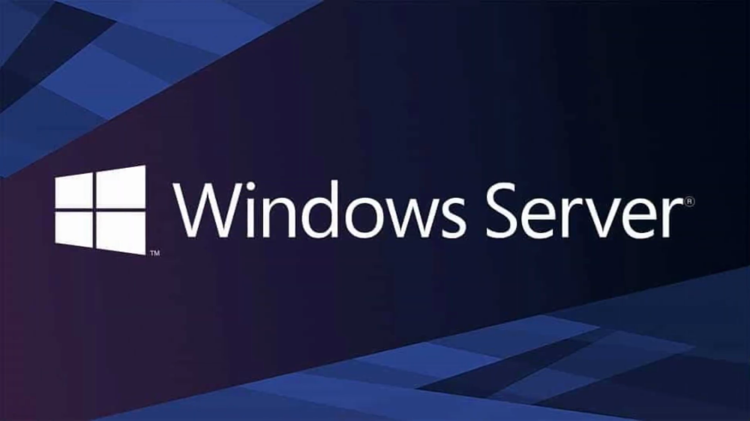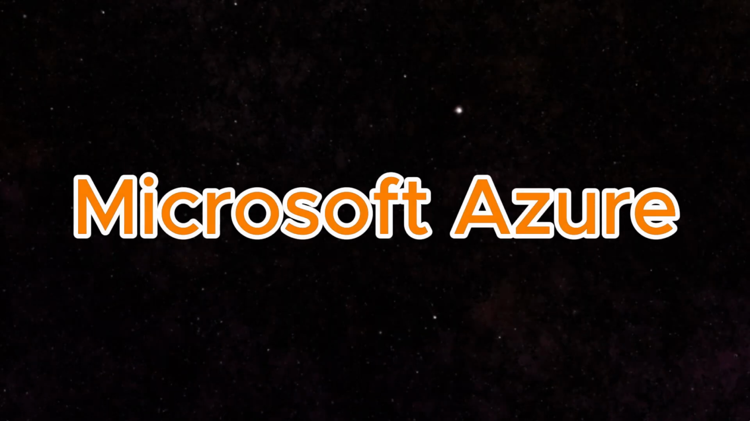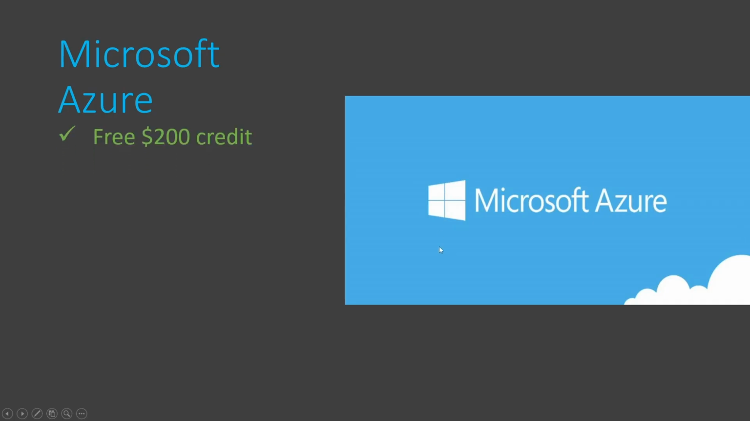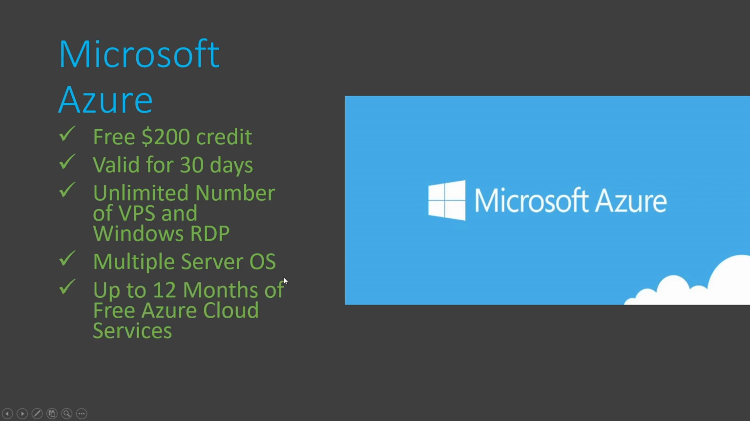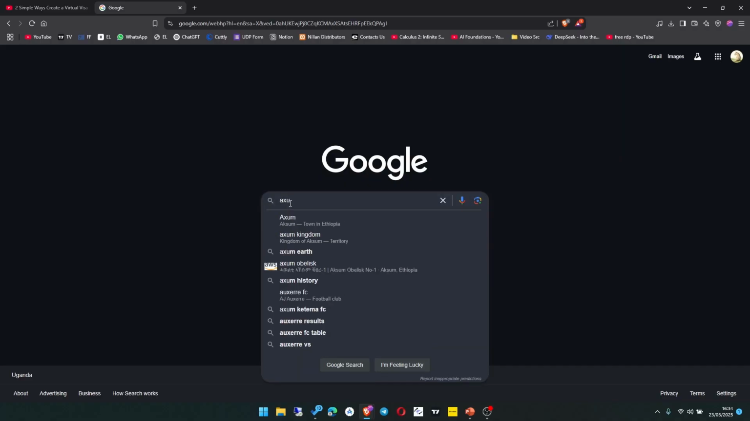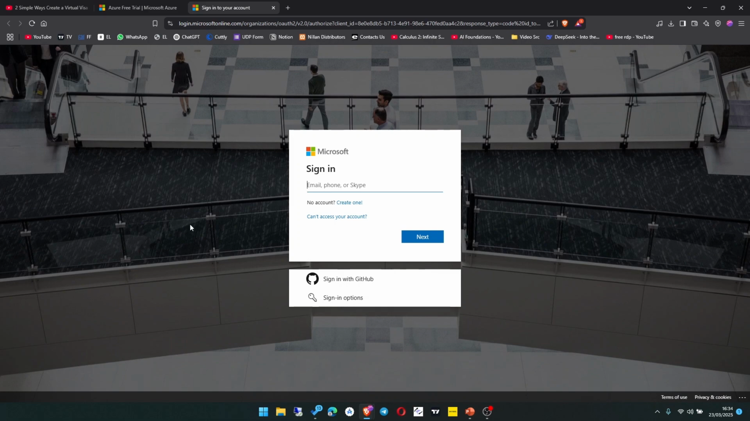If you are into using Windows servers like the RDP, Linux VPS, or Linux RDP, the third best option for you will be Microsoft Azure. Microsoft Azure provides a free $200 trial credit, valid for 30 days, and you can create any number of VPS and Windows RDP servers you want. They also give Windows 11 and Windows 10 server images, so you can select any OS you want. You can have up to 12 months of free Azure cloud services. Get started with Azure. Just search for Azure free trial, then open that first link. You can read through this, then you just click on activate and then go ahead and log in with your Microsoft account. Then you will be able to activate the free trial on Microsoft Azure.